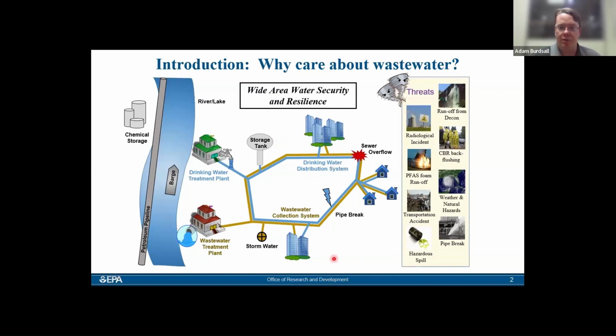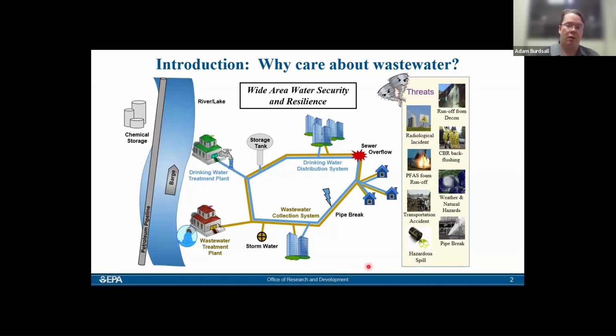wastewater. To put it simply, it's critical to wide area water security and resilience. From the time water is taken from the environment, is treated, distributed, and used as drinking water to the time that it's collected for treatment at a wastewater treatment plant and discharged back into the environment, there are many threats that can introduce dangerous pollutants that the wastewater treatment plant may or may not be fully equipped to handle.